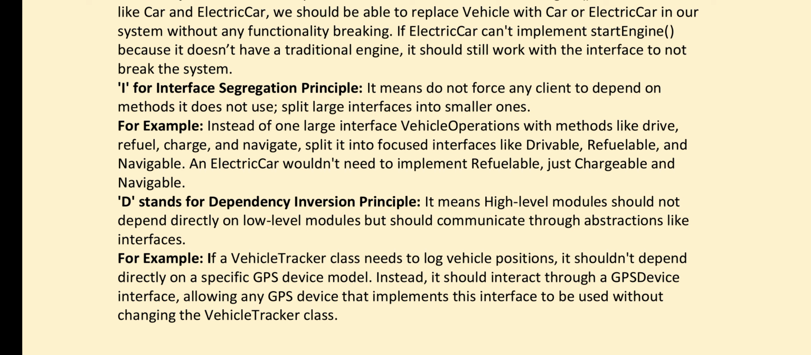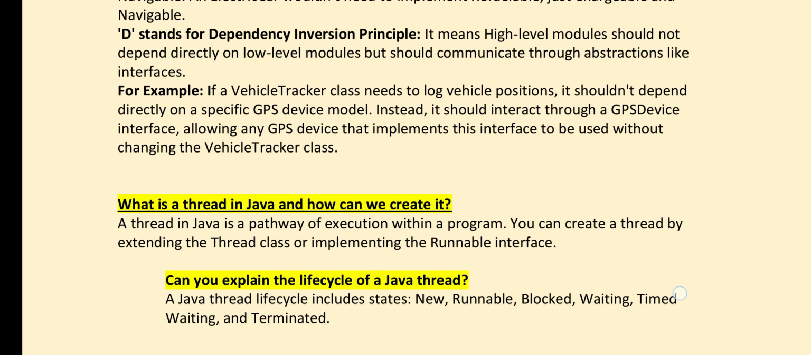D stands for dependency inversion principle. It means high-level modules should not depend directly on low-level modules but should communicate through abstractions like interfaces. For example, if a VehicleTracker class needs to log vehicle positions, it should not depend directly on a specific GPS device model. Instead, it should interact through a GPSDevice interface, allowing any GPS device that implements this interface to be used without changing the VehicleTracker class.